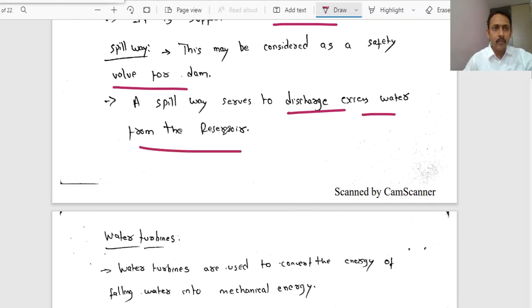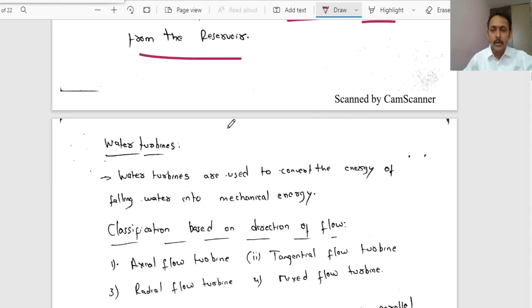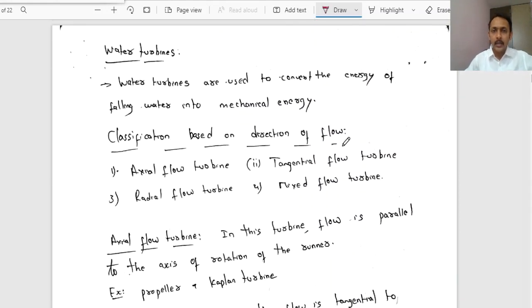So these are the different components present, and the next one is the water turbine. As we discussed earlier, this is going to convert the energy of the falling water into mechanical energy. Depending upon the direction of flow of water to the turbine, it is classified as axial flow turbine, tangential flow turbine, radial flow turbine, and mixed flow turbine.